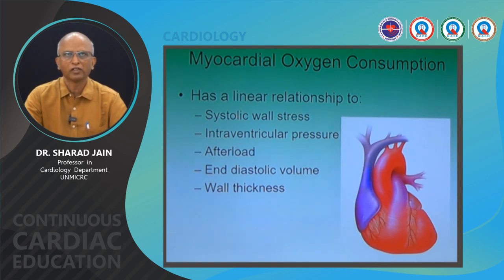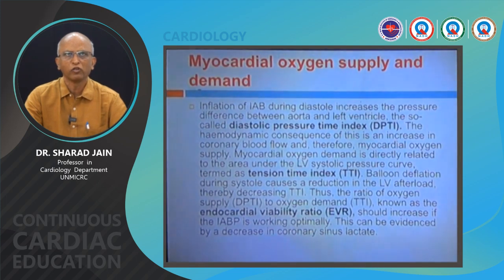Myocardial oxygen consumption has a linear relationship to systolic wall stress, intraventricular pressure, afterload, diastolic volume and wall thickness. An increase in any of these, like systolic wall stress, end diastolic volume or afterload, will increase the myocardial oxygen consumption and naturally the myocardial oxygen requirement. Coming to the concept of myocardial oxygen supply and demand, which is the basis of the IABP working principle.